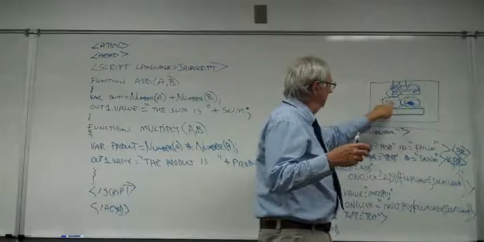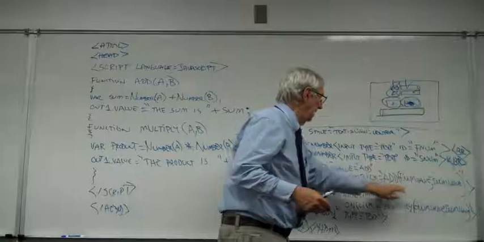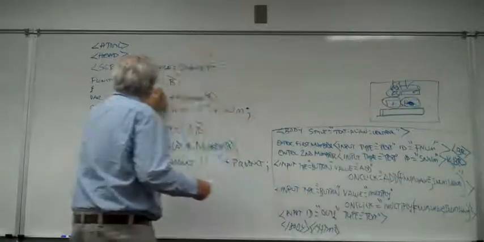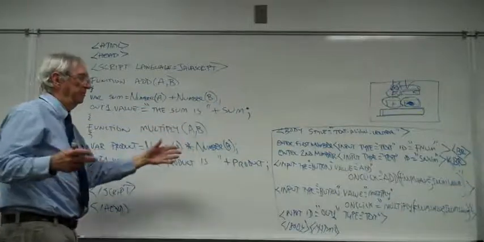And now if you hit this button right here, it'll go to the add routine, add the 3 and the 4, and come out with 7. Let's say the sum is 7. Okay, that's what it'll do.